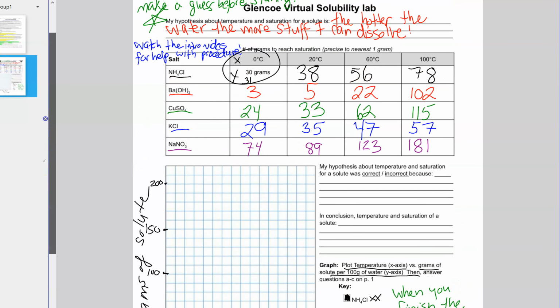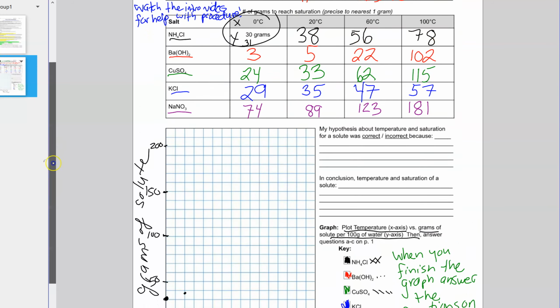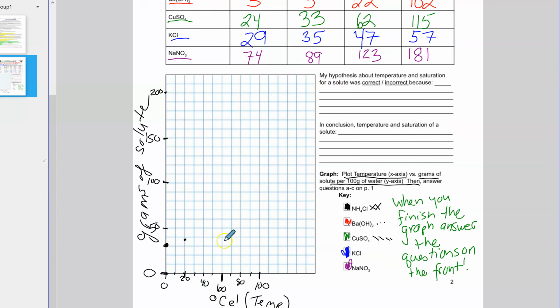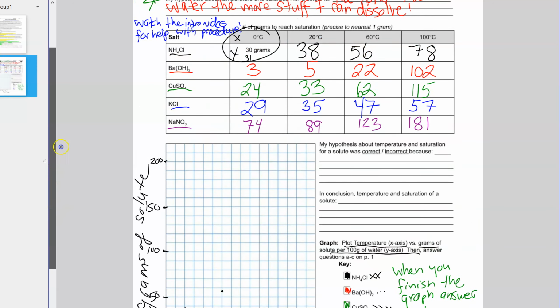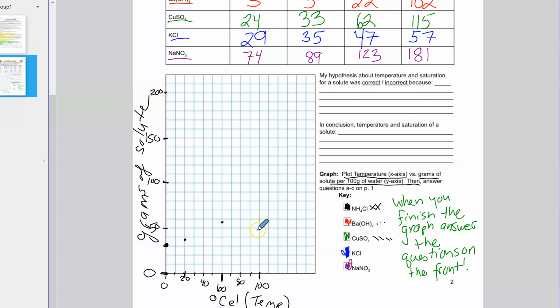My next point is going to be at 20, 38. So here's 20. Okay, here's 30, here's 40. I'm going to make my best guess for where 38 is. That's good enough. And then we've got 60, 56. So here's 60. Here was 50, 60. Now 56 is going to be a little over halfway through. And my last point is going to be 100 degrees and 78. So 100 degrees. Now here's 50, 60, 70. And we needed 78. So right about there.